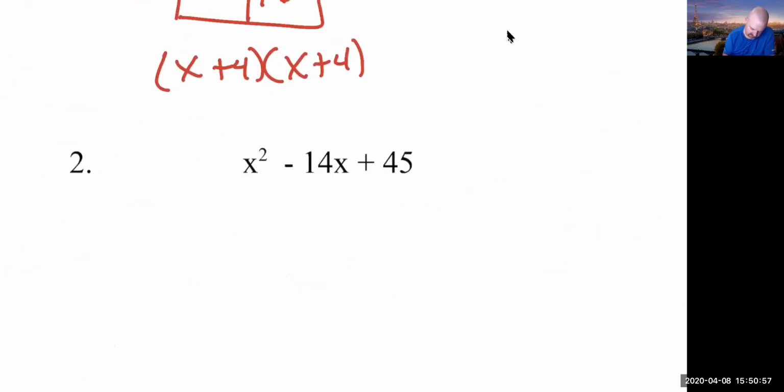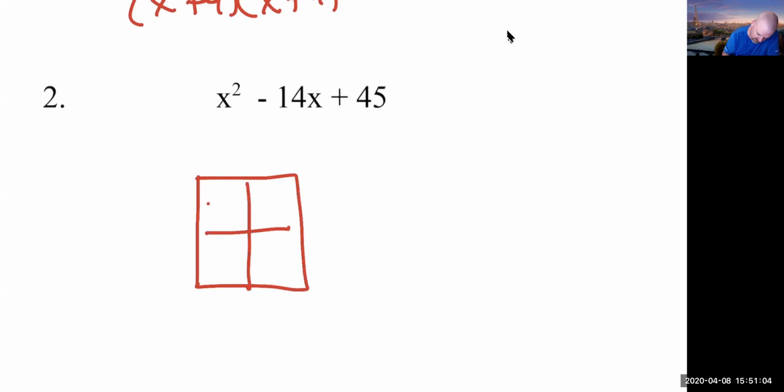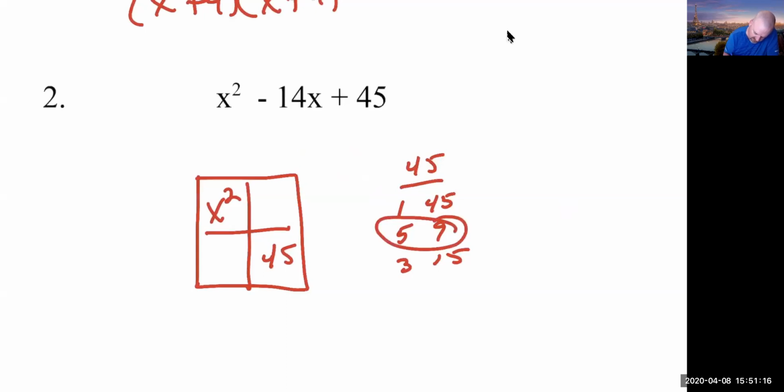On the next one, number 2, again, no GCFs. We'll draw our box. x squared and 45. Factors of 45 are 1 and 45, 5 and 9, 3 and 15. And it looks like you can get 14 with 5 and 9 if they're both negative. So negative 5x and negative 9x. And then we're just going to factor across.